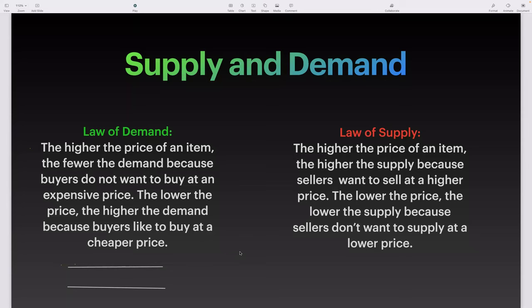Y'all understand those? Because when I tell y'all, y'all need to understand supply and demand, because I'm going to make y'all my little supply and demand traders. Y'all getting this on the supply and demand? It's really very simple, right? Cedra, you with me?